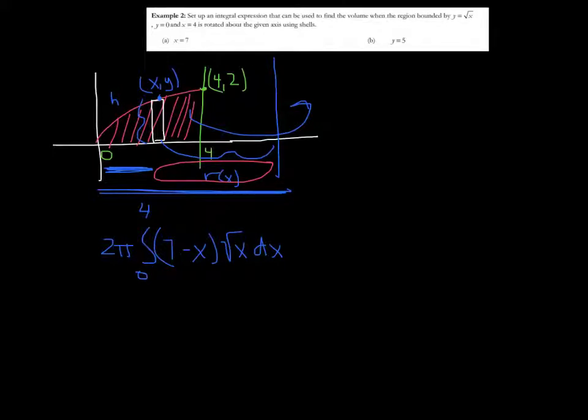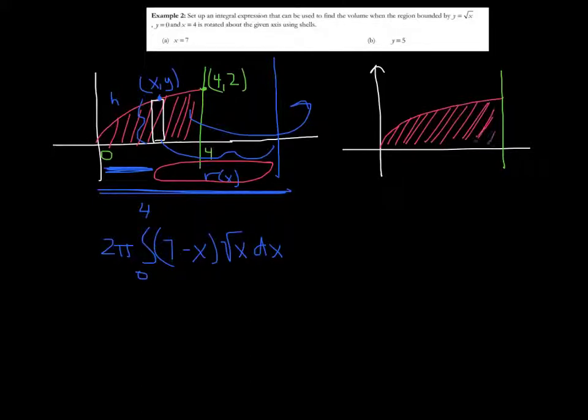Part B, we want to take the same region and rotate it around the line y equals 5. So let's set this thing up again. We have the x and y axis, we have the curve square root of x, and we have the line x equals 4. Now let's highlight our region here. This is our region, and we want to rotate this around the line y equals 5, which is up there somewhere. And we want to use the shell method.